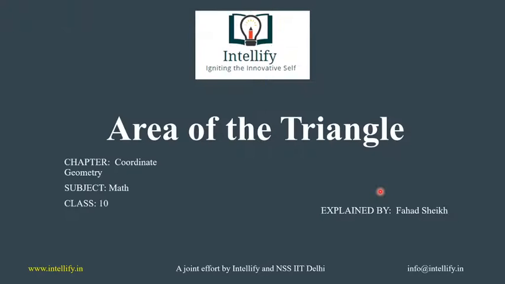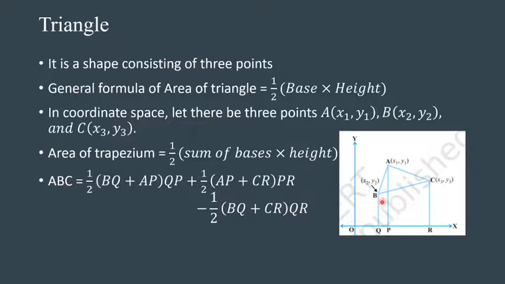So coming back, let's calculate all the areas of the trapeziums. I'll just call this trapezium 1. You get this formula BQ plus AP. The area is nothing but half the sum of the bases into height. This is the formula of the trapezium. So it'll be half into BQ plus AP into QP. This is the height, and this is the sum of the bases, one base and the second base. Similarly, half into AP plus CR into PR. These are the two bases, and this PR is the height. And then subtract half into BQ plus CR into QR, where QR is the height. So with this we can get ABC.